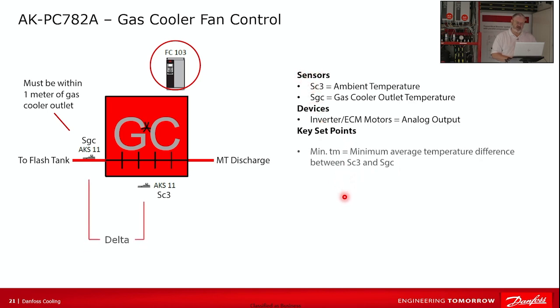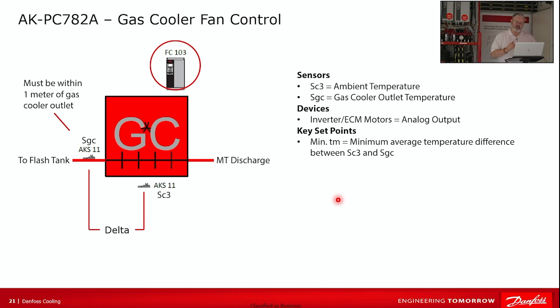The control strategy is pretty basic. We call it minimum TD, minimum temperature difference, but it's really just a delta between the ambient temp, which is the air coming into the gas cooler, and then the gas cooler exiting temp.